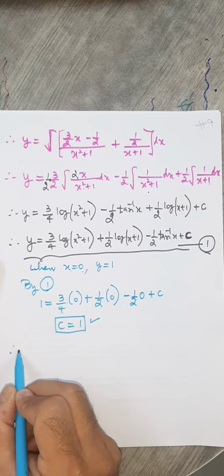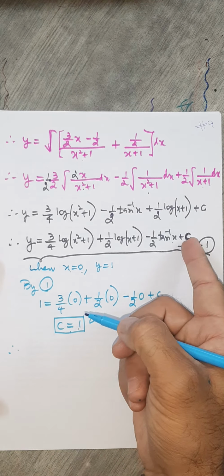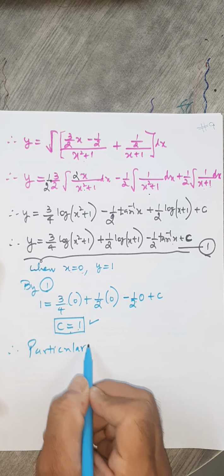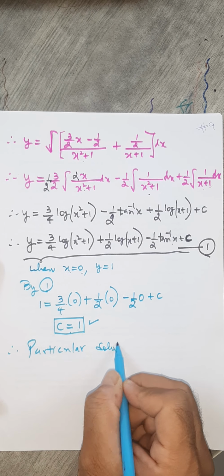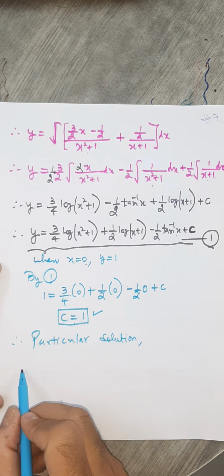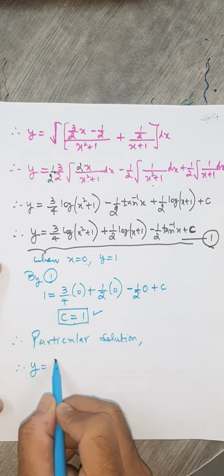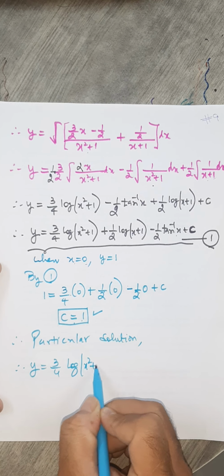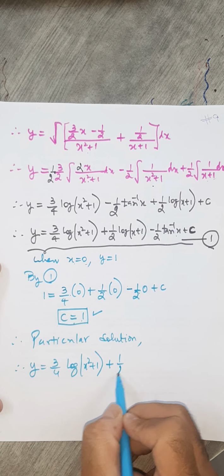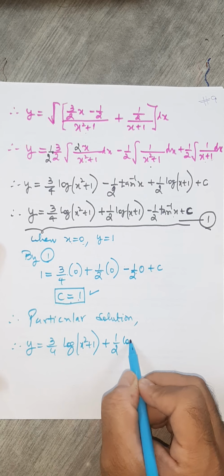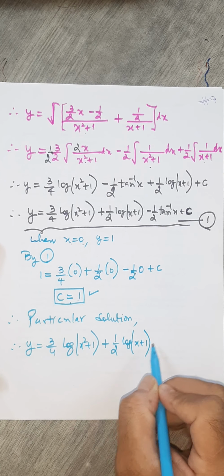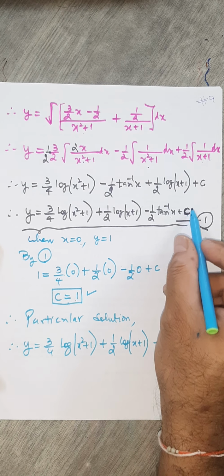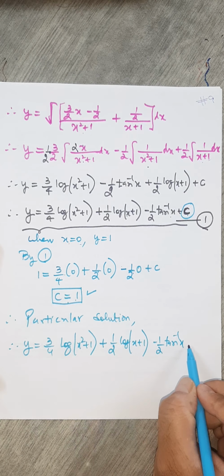And now we write with the value of c over here. So therefore I'll write particular solution: y equals to 3 by 4 log of x square plus 1 plus 1 by 2 log of x plus 1 minus 1 by 2 tan inverse x. What's c now? C is fixed, which is 1.